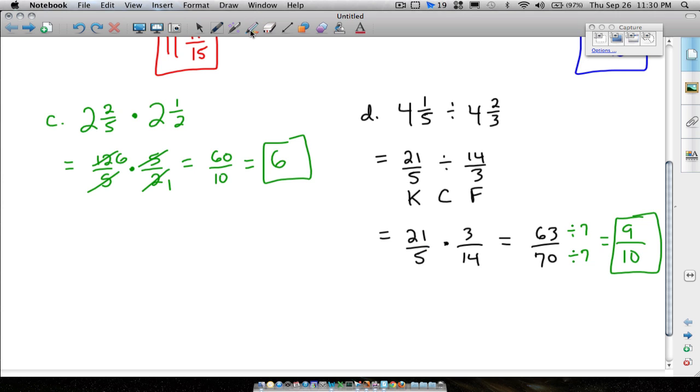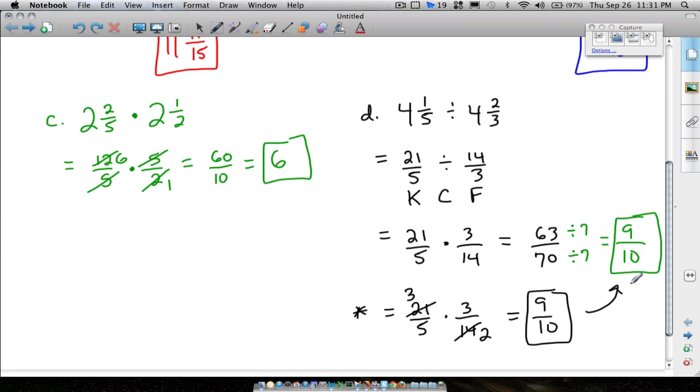Now, just to throw a little side note out there, if we had this same idea of 21 over 5 times 3 over 14, we do have a common factor that we can cancel out. We can divide the 21 and the 14 by 7. 21 divided by 7 gives you 3. 14 divided by 7 gives you 2. And now notice when you multiply these new numbers, 3 times 3 gives you 9. 5 times 2 gives you 10. Check that out. Got the same answer as what we did there. So either way you want to tackle that, I'm cool with it as long as you show your work.